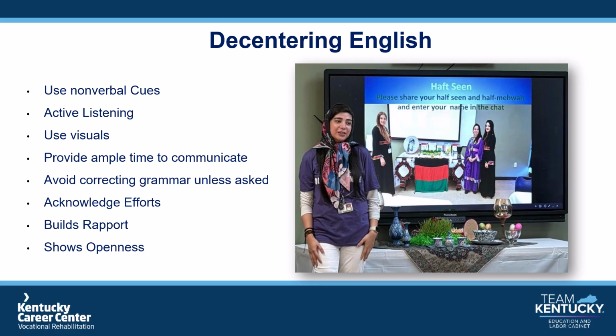So what are some ways that we can decenter English in communication? You may already use some of these forms of communication in everyday practice. Examples like using nonverbal cues such as pointing, shrugging, nodding, and hand gestures really convey a lot, so use them when necessary. Next, we can use active listening.